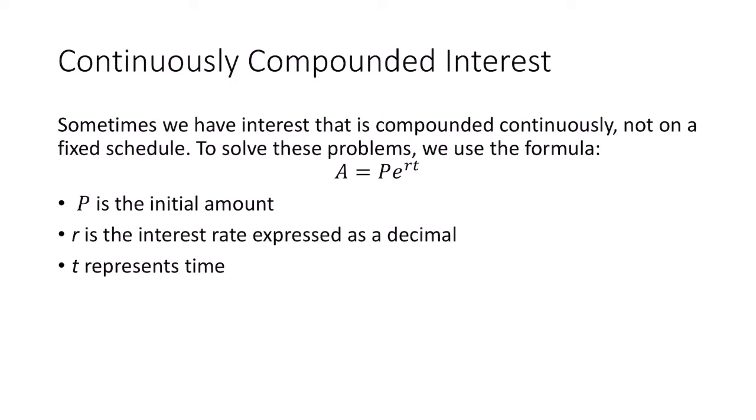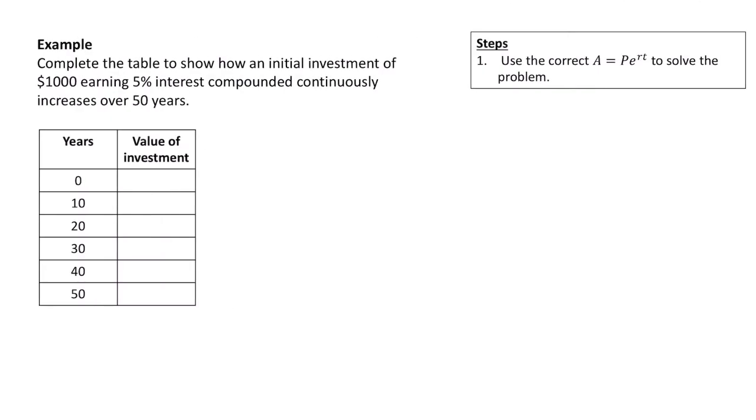So we can also solve problems that involve continuously compounded interest. Remember, when we have interest that's compounded continuously, we use the formula A equals P e to the rt, where P is the initial amount, r is the interest rate expressed as a decimal, and t represents time. So let's complete the table to show how an initial investment of $1,000 earning 5% interest compounded continuously increases over 50 years.